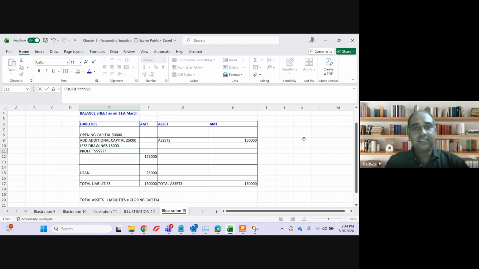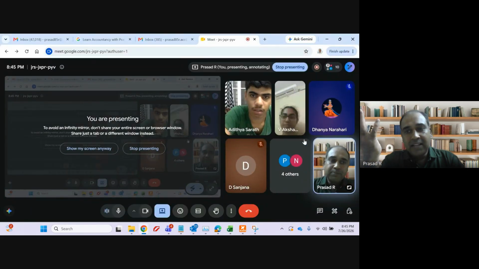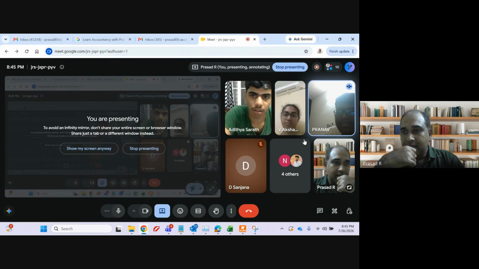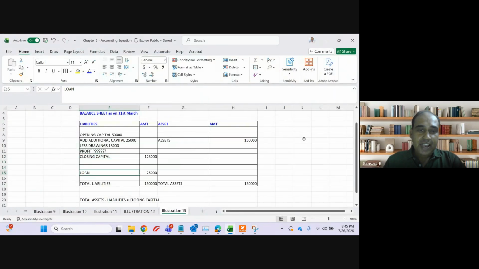This is unknown. Now I know my closing capital. I know opening capital, additional capital, drawings. I know closing capital. Can I find profit? Yes, sir. Now it is maths. Profit is equal to revenue minus expenses. It is maths now. Clear? So I will make another formula now.